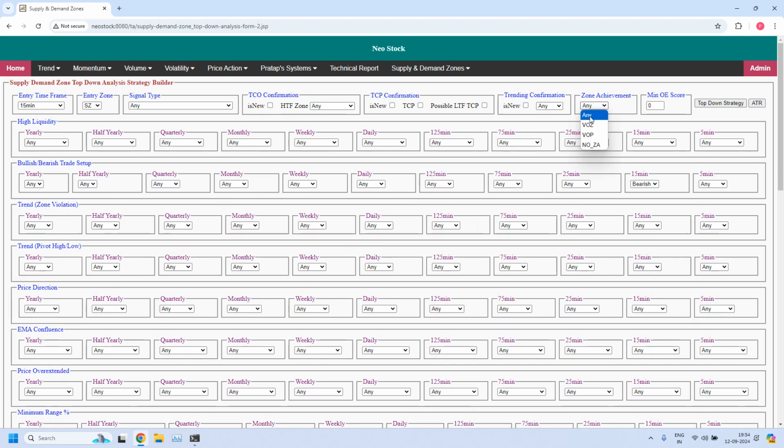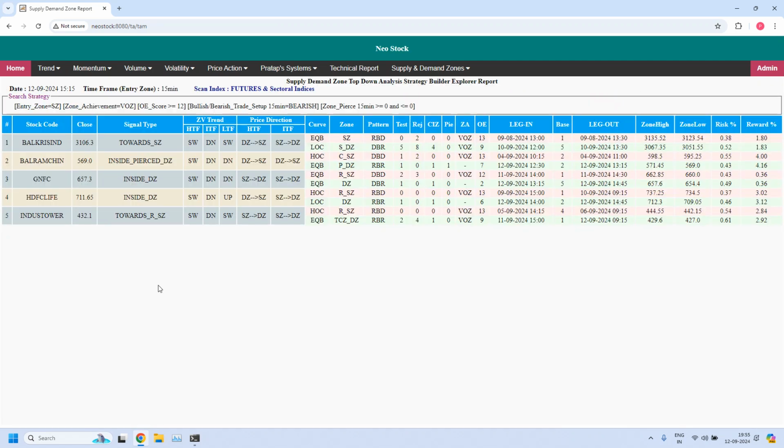Zone achievement violated opposing zone, minimum odd enhancer score is 12. All the 3 filters are applied to 15 minute supply zone. And we got 5 stocks. All these 5 stocks are currently supporting bearish trade setup for daily income trade. Now let's verify if any of these zones are having an ITF zone confluence, that is 15 minutes and 75 minutes supply zone confluence.